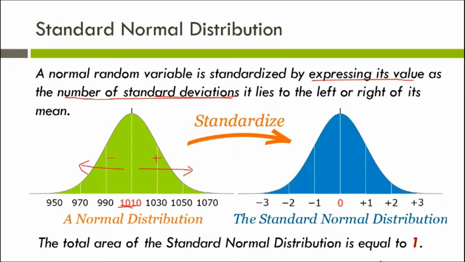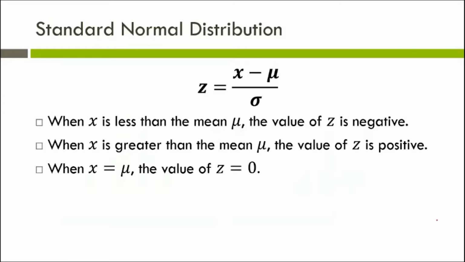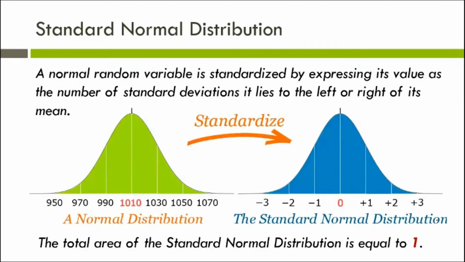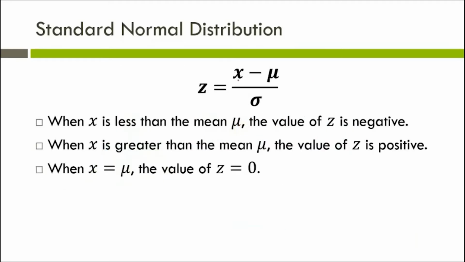And again, the total area is equal to 1. This is how we convert. Now, you might ask, how do we convert this value into a standard normal value, or the number of standard deviations away from the mean? So we will use this formula: Z is equal to our value minus our mean divided by our sigma, which means we have to calculate these two first before we can standardize the value.